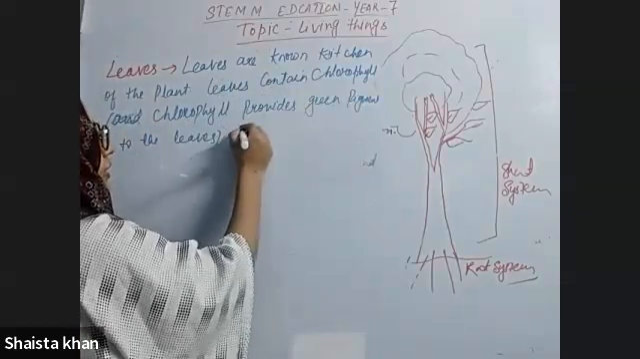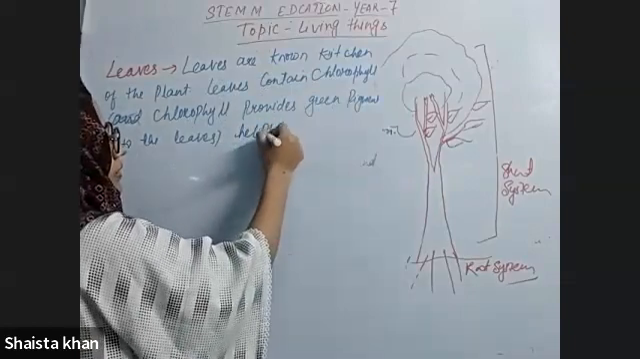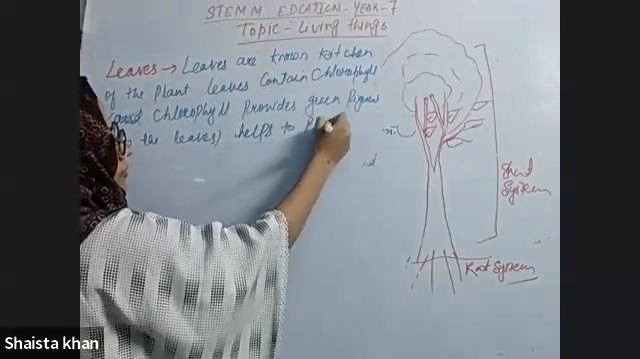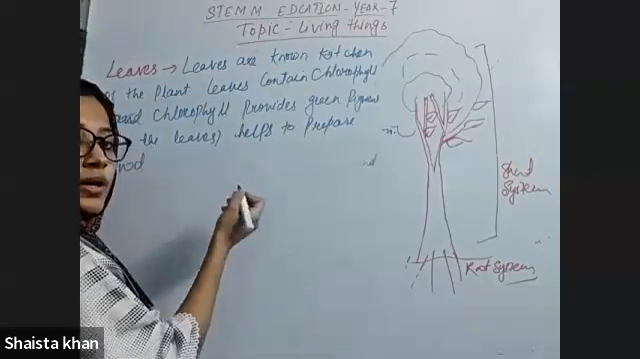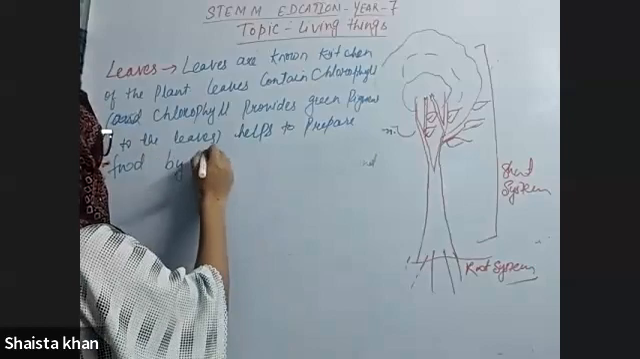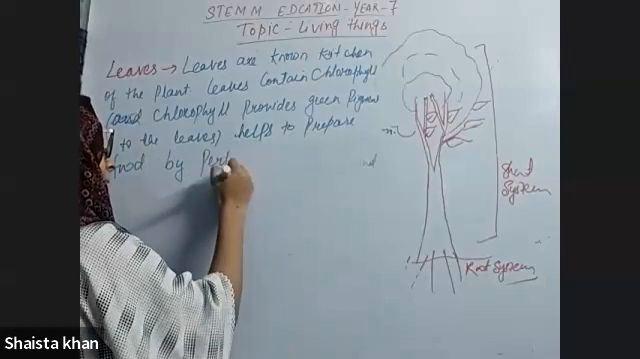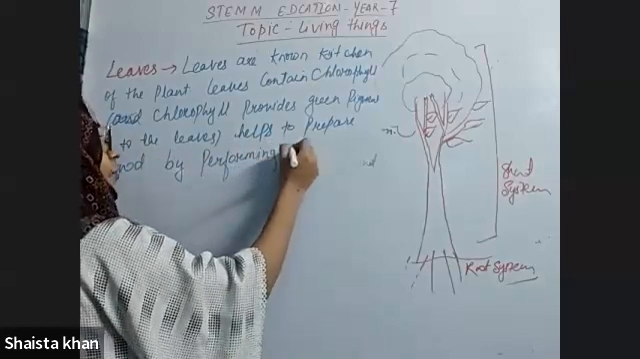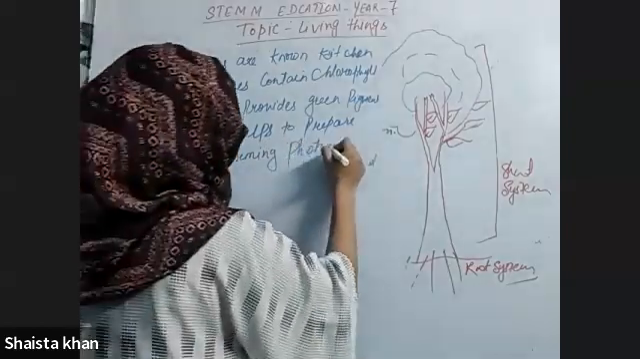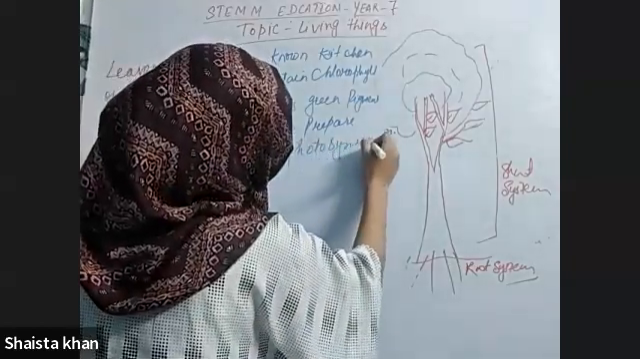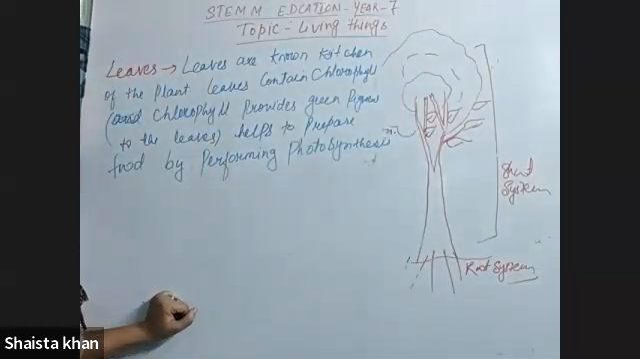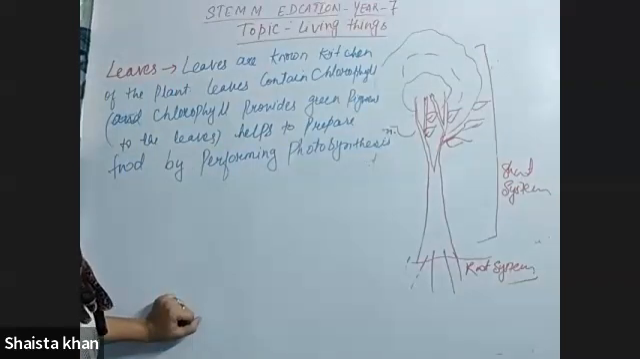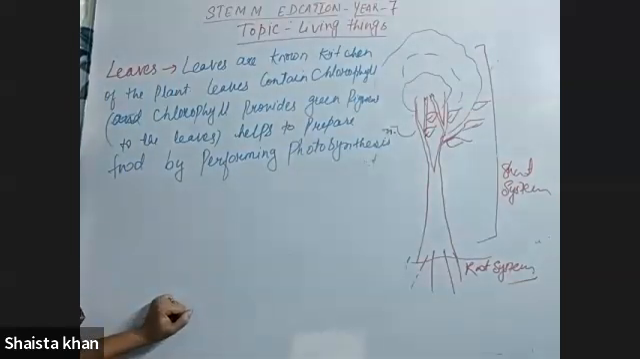And this chlorophyll helps to prepare food. How? By performing photosynthesis. Okay, so these are the basic functions of stem, root, and leaf.